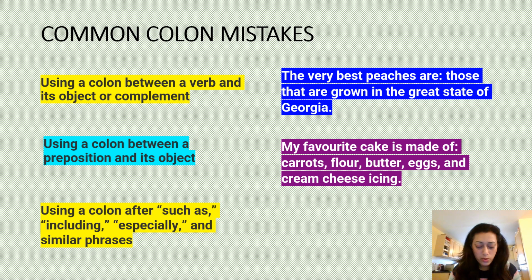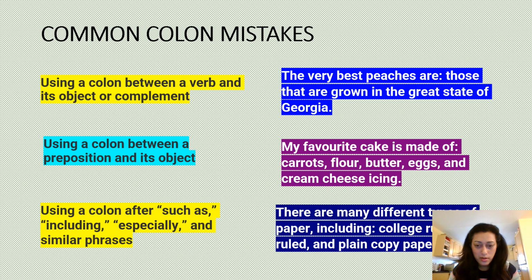And the third is using a colon after "such as," "including," "especially," and similar phrases. So this violates the rule that the material preceding the colon must be a complete thought. For example, "There are many different types of paper, including:" Again, I'm using a colon and then I'm saying college ruled, wide ruled. So you can see that "There are many different types of paper, including" is not a complete sentence. And that's why you should not be using a colon. So please kindly remove it.